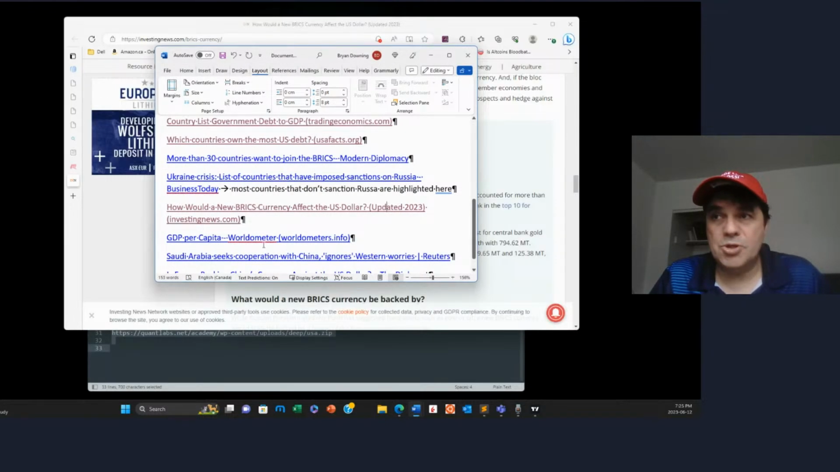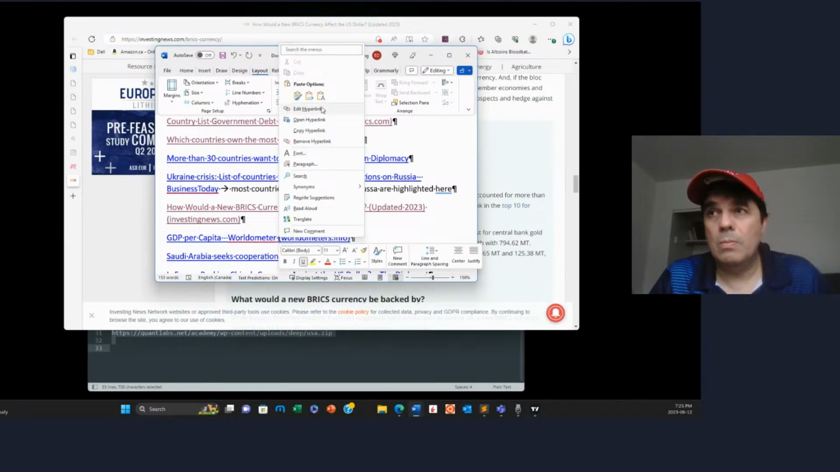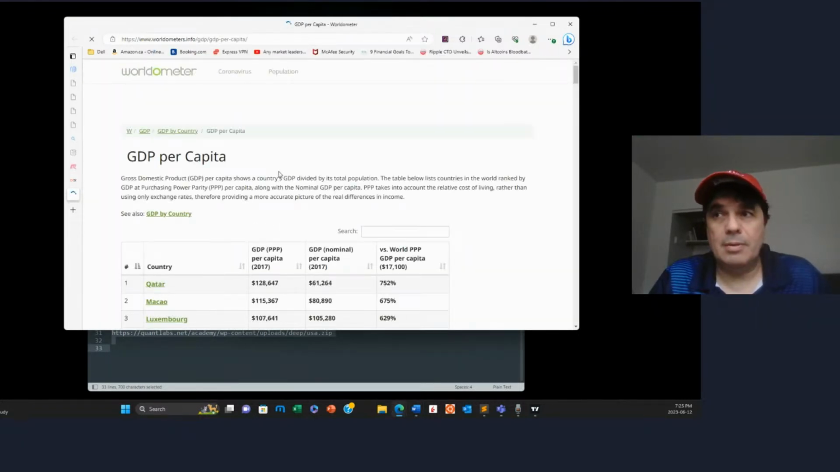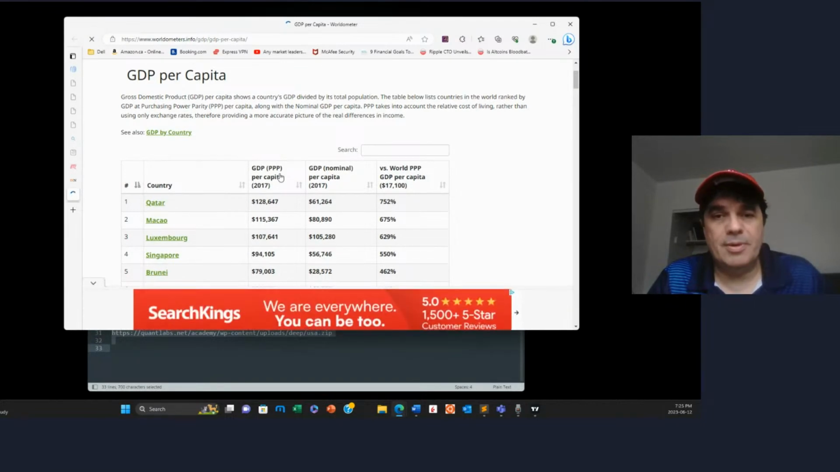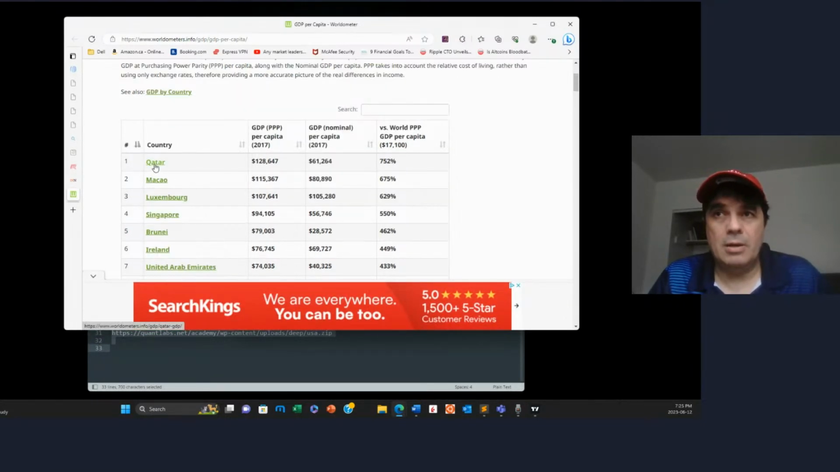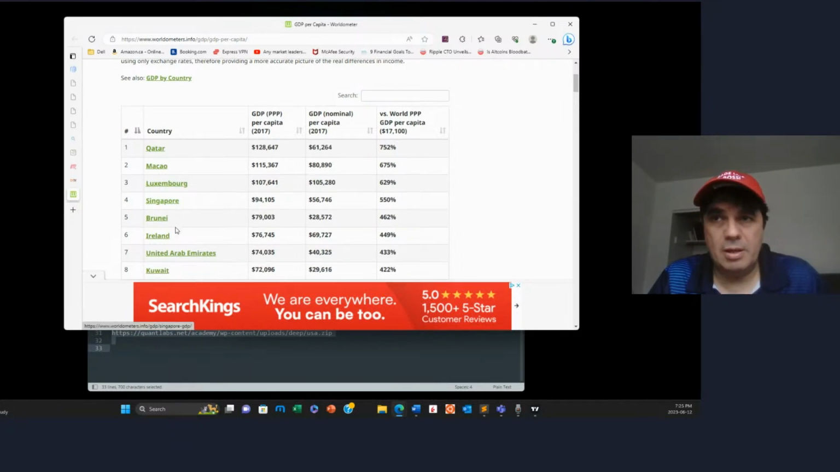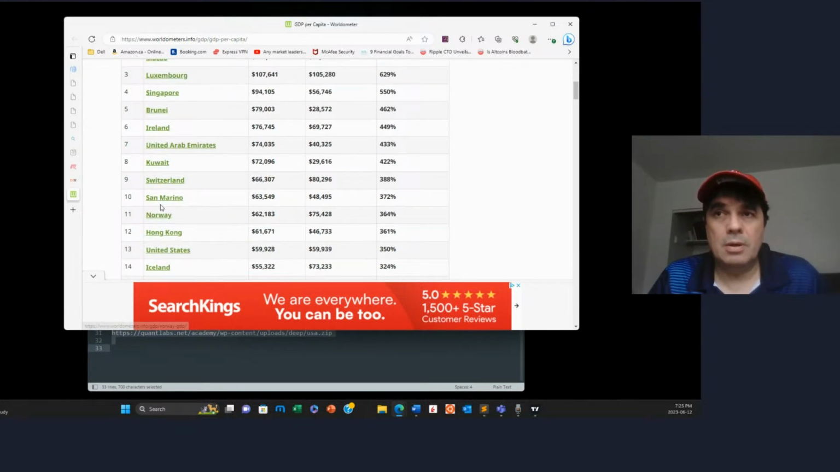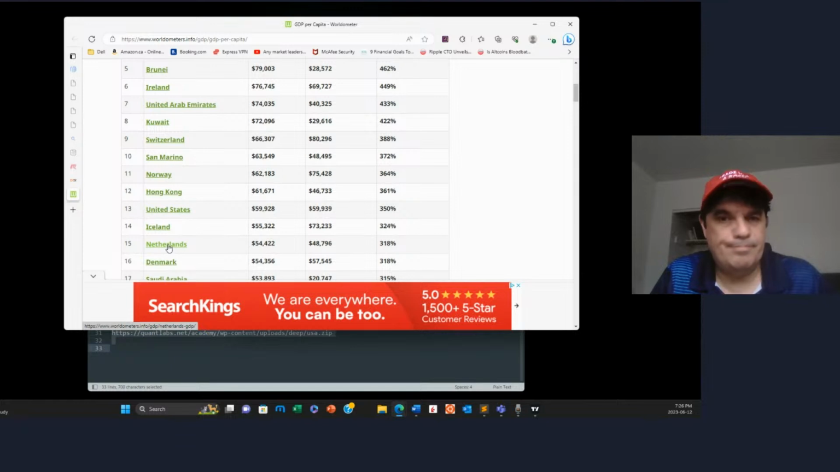Okay, so now this is the important one. We're going to look at GDP per capita. I want you to notice something here. Qatar, number one, Singapore, number four, Luxembourg, number three, Ireland, UAE, Kuwait, Switzerland, San Marino, and so on. You would think that the U.S., being as wealthy as they are, should be much, much higher. And this is falling, basically because of politics.